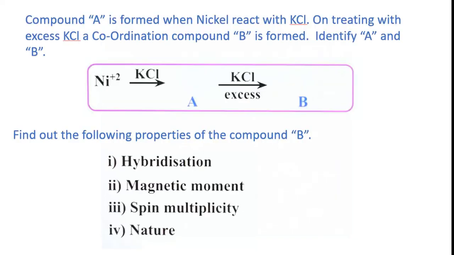Next, can you do it as your homework? A compound A is formed when nickel reacts with KCl. On treating with excess KCl, a coordination compound B is formed. Identify A and B and give the hybridization, magnetic moment, spin multiplicity, and nature. Shall we work it out?